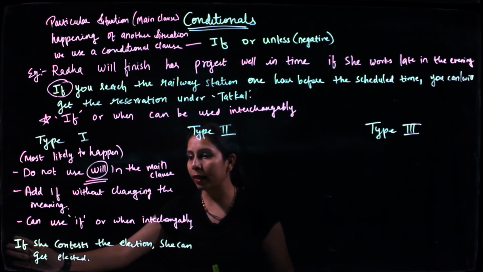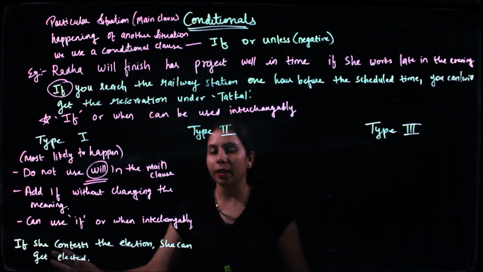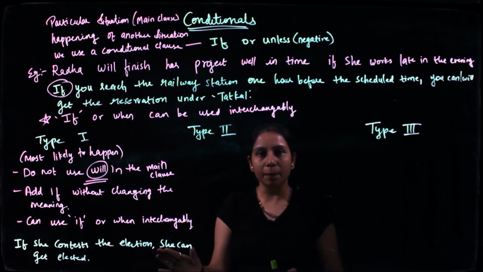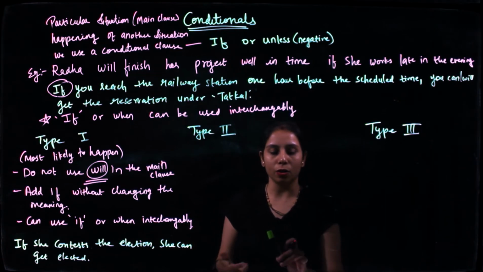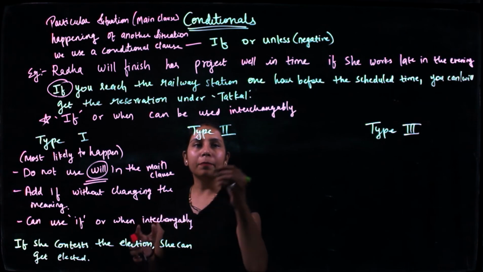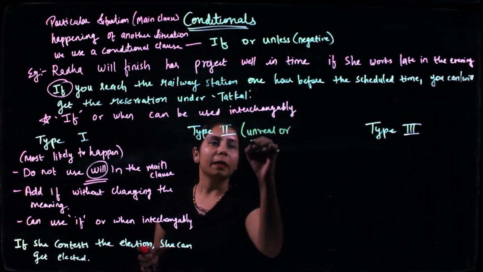Here I can put when as well. When she contests the election, she can get elected. So this is how the type 1 scenario is. Many examples are given. Practice these conditionals. Okay. Now let me talk about the type 2. Type 2 is basically when it is unreal or imaginary.